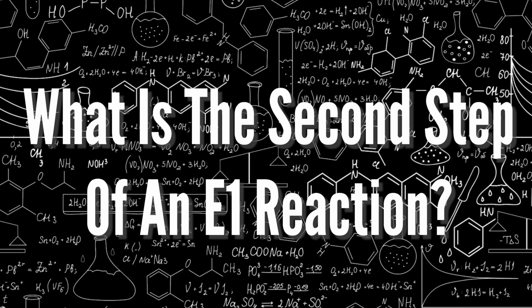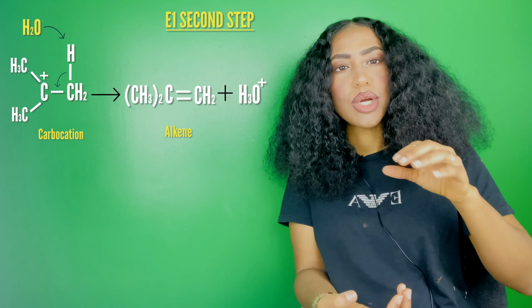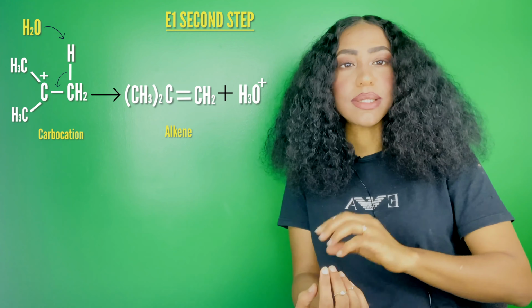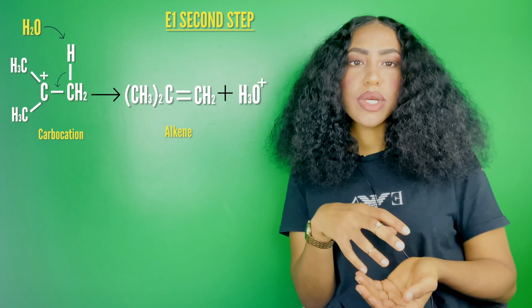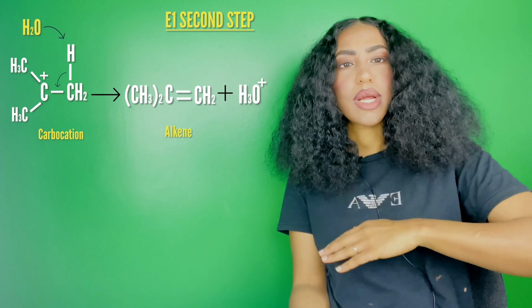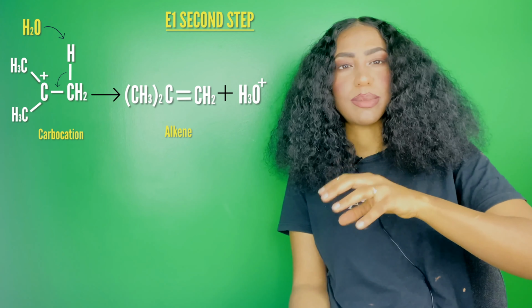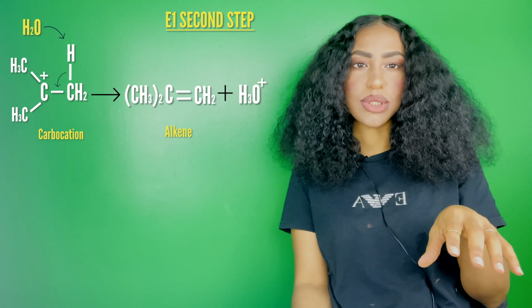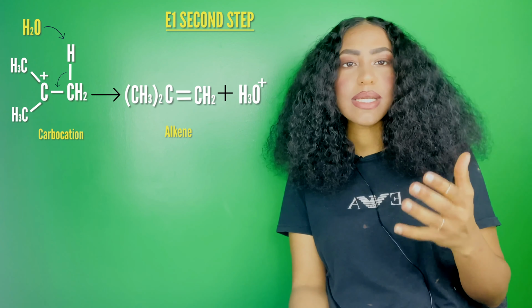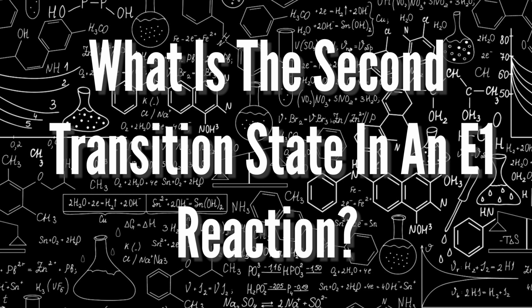Question number 7. What is the second step of an E1 reaction? In the second and final step of an E1 reaction, the base removes a proton from the carbon atom adjacent to the carbon that's positively charged. In doing so, the sigma electrons in that C-H bond become attracted and shift towards the positively charged carbon, forming an alkene. Question number 8. What is the second transition state in an E1 reaction? This right here is the second transition state in an E1 reaction.